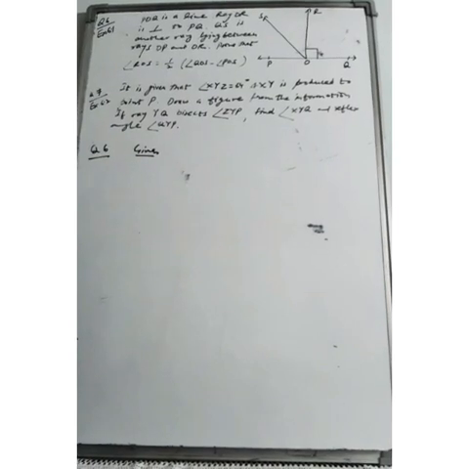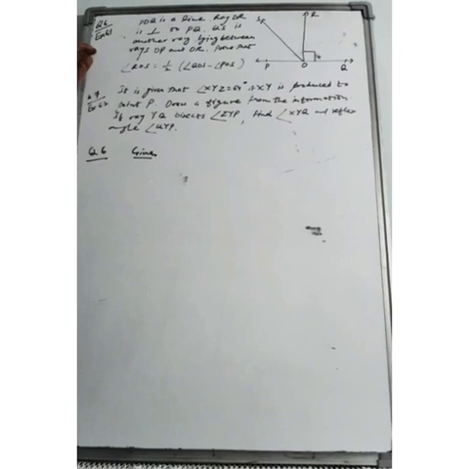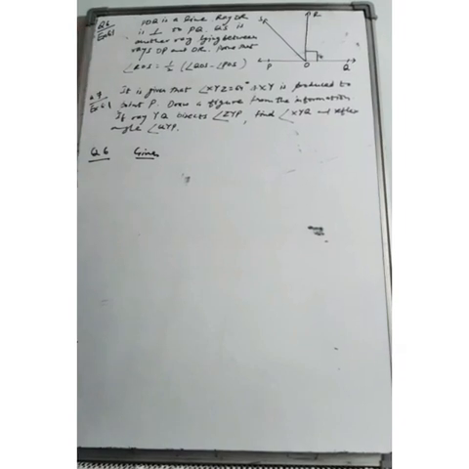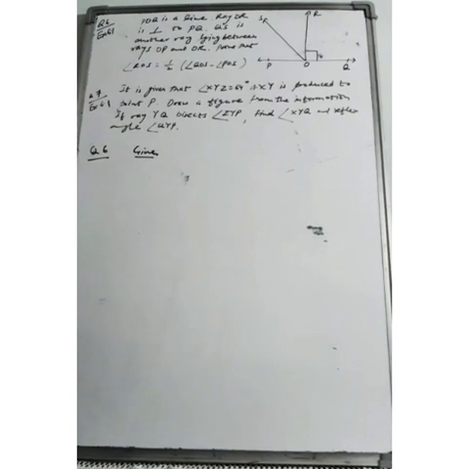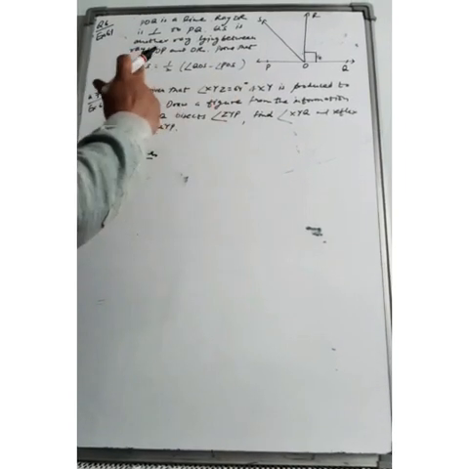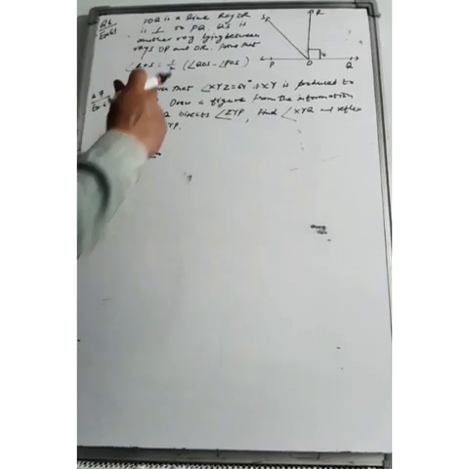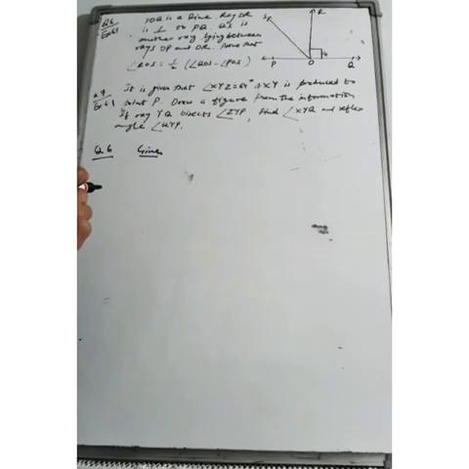Hi students, I would like to share the solution of question number 6 of your exercise 6.1 as well as question number 7 of the same exercise 6.1. So let us see the solution of question number 6, how to solve this problem. Here the problem is: POQ is a line, ray OR is perpendicular to OQ, OS is another ray lying between these two rays OP and OR, and we need to prove that angle ROS is equal to half of QOS minus POS.